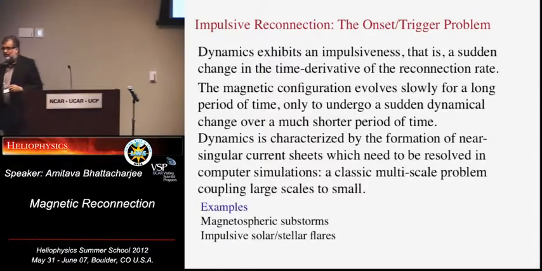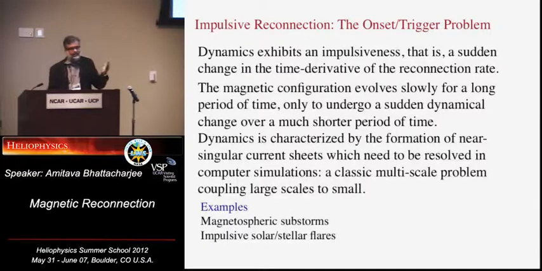Remember, the Sweet-Parker model, as you will see when you do the homework problem tonight, assumes that del t is 0. No time dependence in the problem. But what happens in most systems? What happens in most systems is that the dynamics exhibits an impulsiveness, that is a sudden change in the time derivative of the reconnection rate. Let me explain. What really happens is that the magnetic configuration evolves slowly for a long period of time, only to undergo a sudden dynamical change over a much shorter period of time.